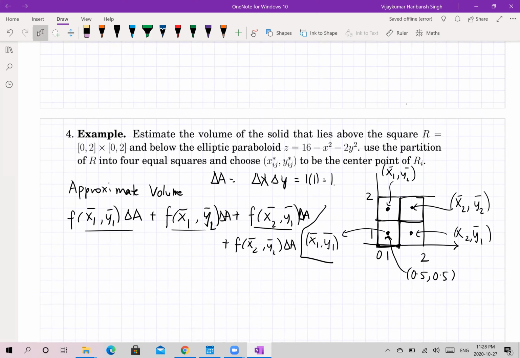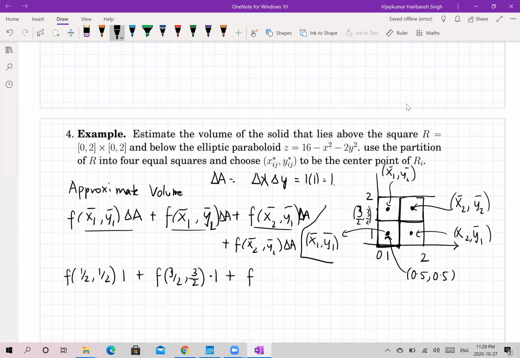And if I have to compute this, it is going to be f of x1 bar, y1 bar, the midpoint of this, so f of 1 by 2, comma 1 by 2, times delta A, which is 1, plus f of 0.5, so 1 by 2 again. What about y2 bar? y2 bar is the midpoint of this, so this is going to be 1.5. So your y coordinate is 3 by 2. So we have f of 1 by 2, 3 by 2 times 1, since delta A is 1.